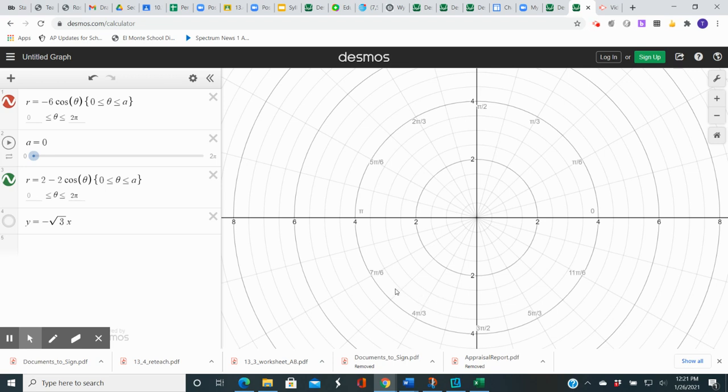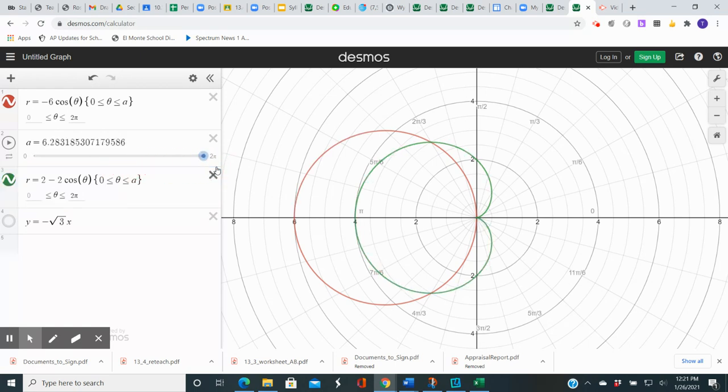Example 3, find the area of the region common to the two regions bounded by the following curves. We have r is equal to negative 6 times cosine theta, which will give us a circle, and r is equal to 2 minus 2 times cosine theta, which will give us a cardioid. And this is, in fact, what we will have. And we want to find the area of the region that is inside the circle and also inside the cardioid.